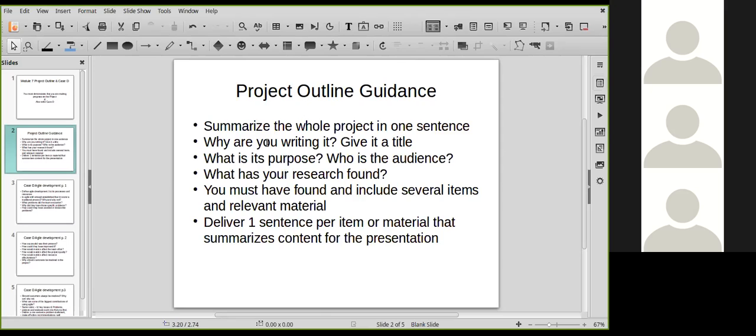Explain why you chose it. Why are you writing it? You're not writing it because it was an assignment. You're writing it because of the choice that you expressed earlier, right?